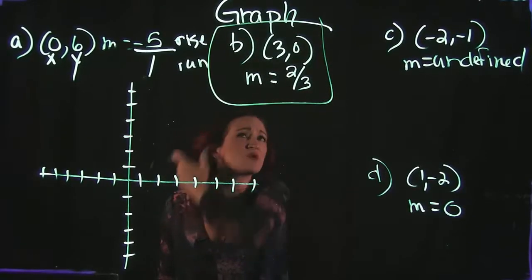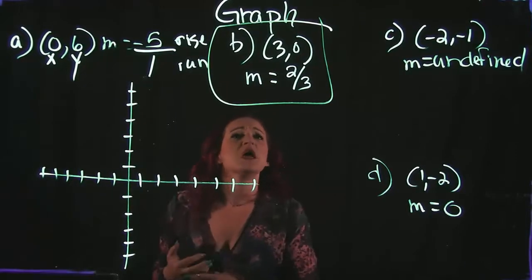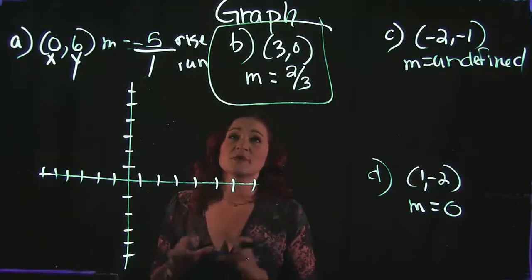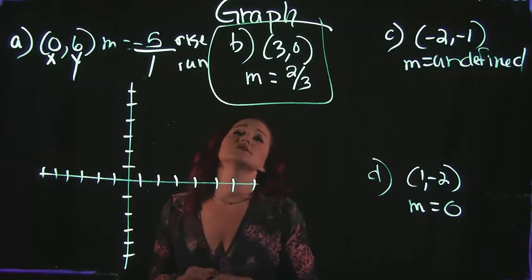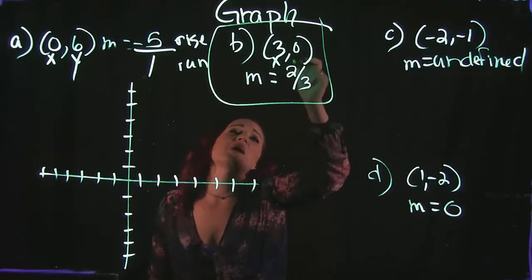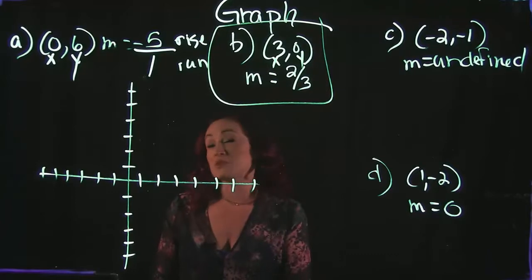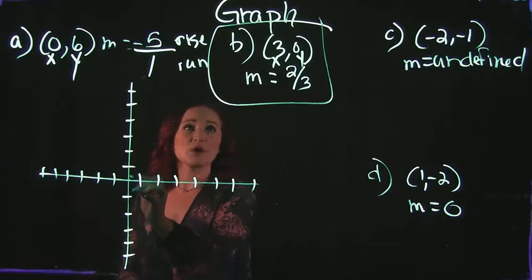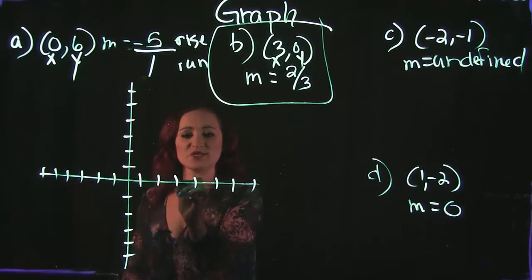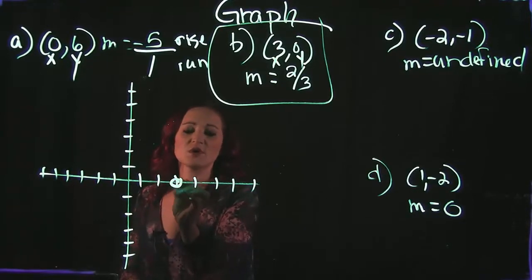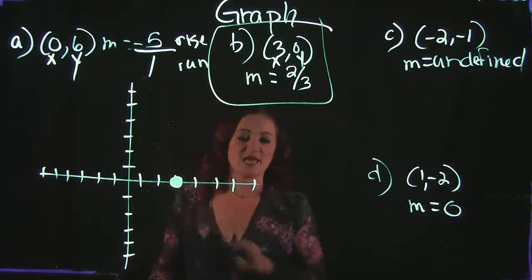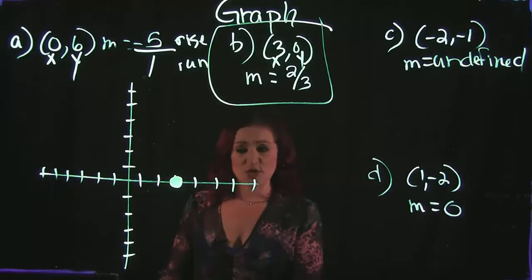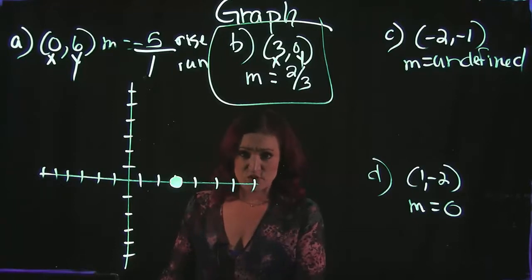Our second example gives us the point 3, 0, and a slope of a positive 2/3. So I'm going to start by plotting my point first. That means I'm going a positive 3 in the x direction, and I'm not going anywhere in the y direction. Starting at my origin, a positive 3 means to the right 3, and a 0 in the y direction means I'm staying put there.